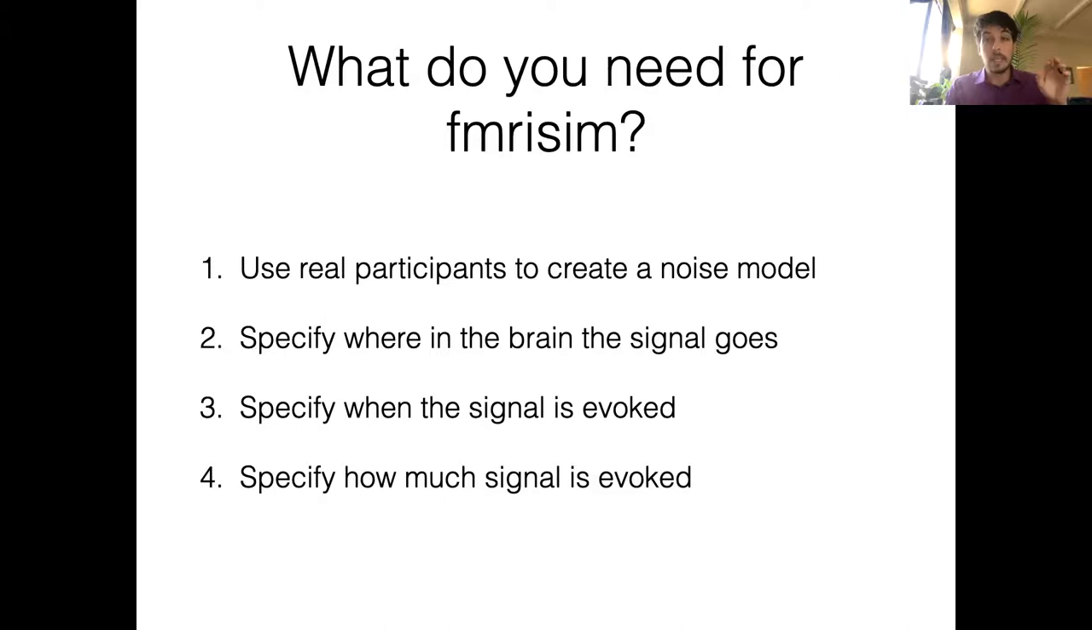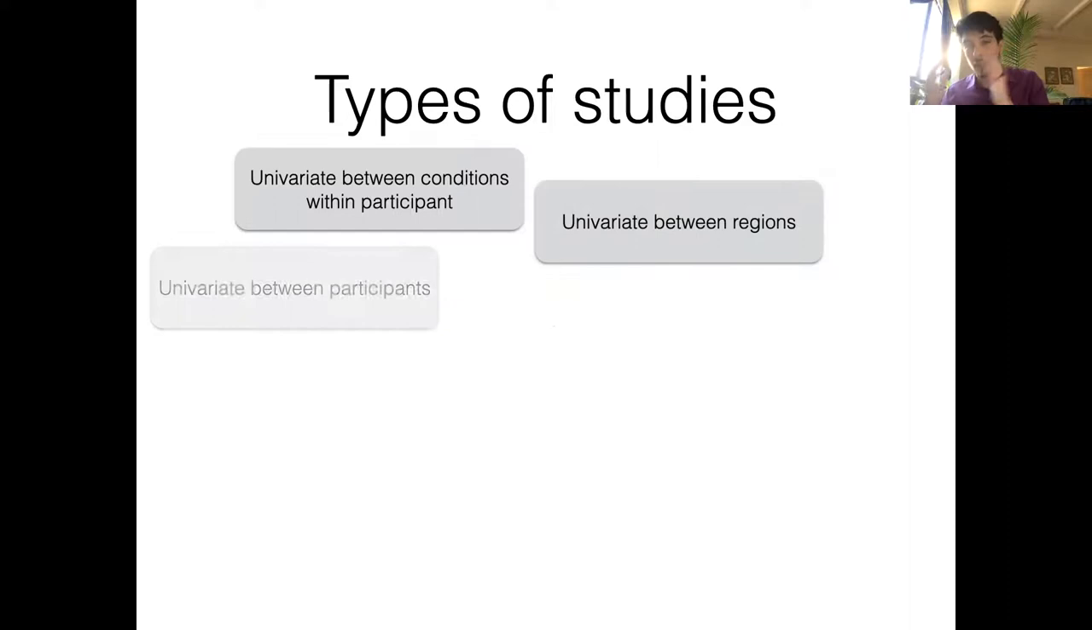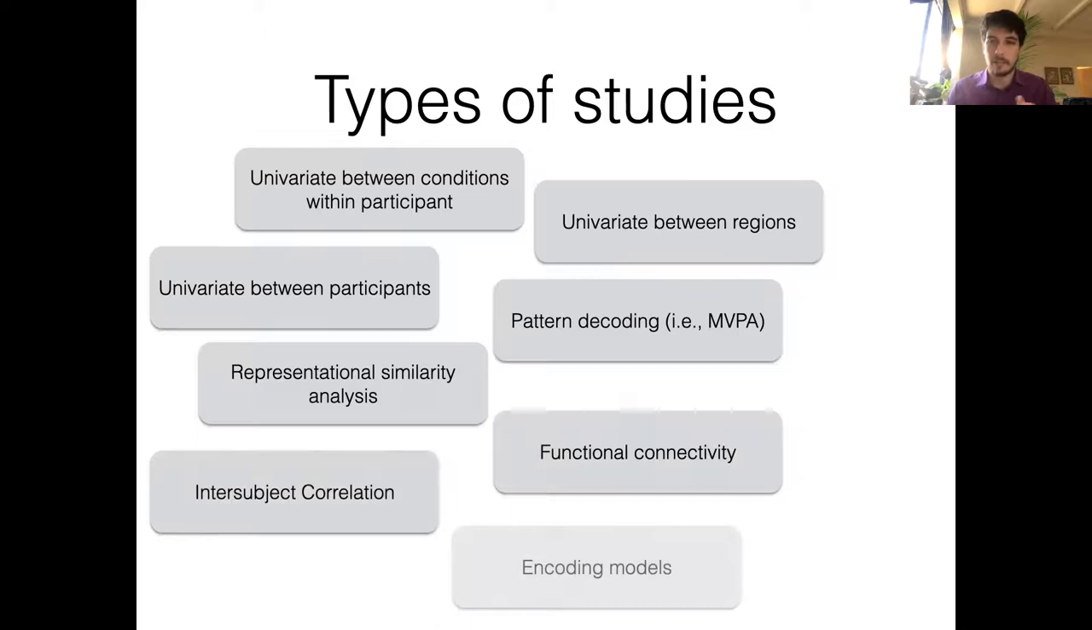There are many different types of studies that you can run with fMRI sim. In fact, I think that basically any type of fMRI study can be simulated. I'm yet to find an fMRI study that I don't think would be appropriate for fMRI sim in terms of the type of analysis. So this includes univariate analyses, comparing within individual, between individuals, between ROIs, that kind of thing. It's also critically multivariate methods.